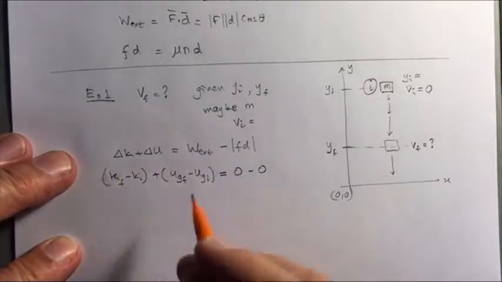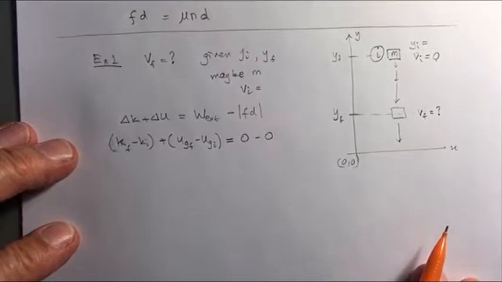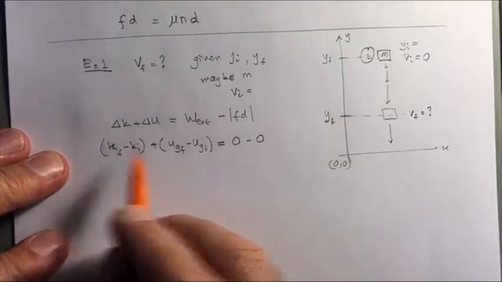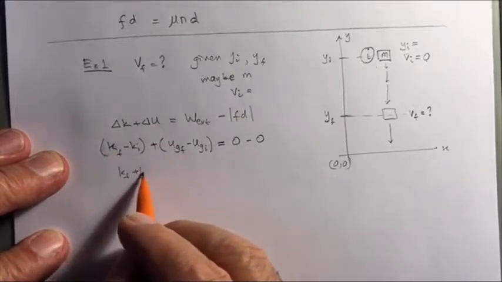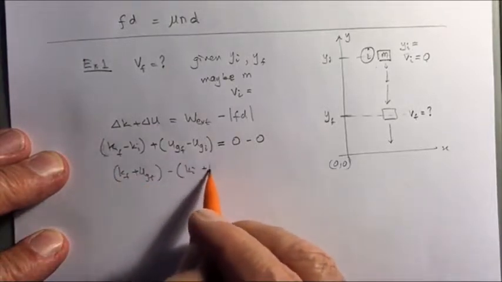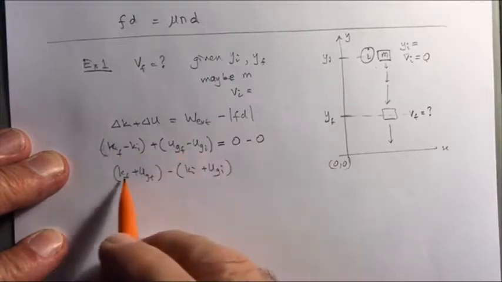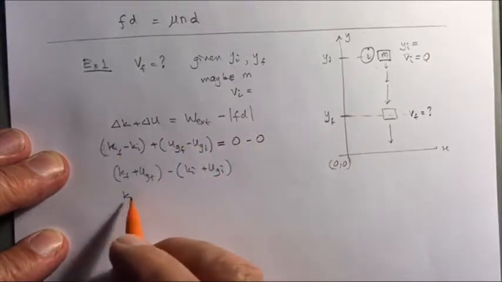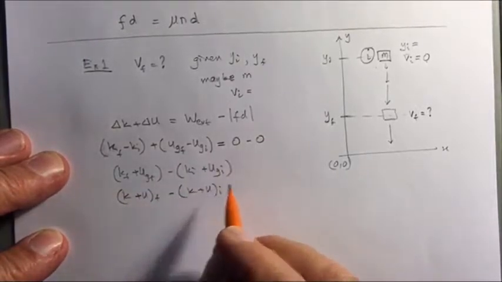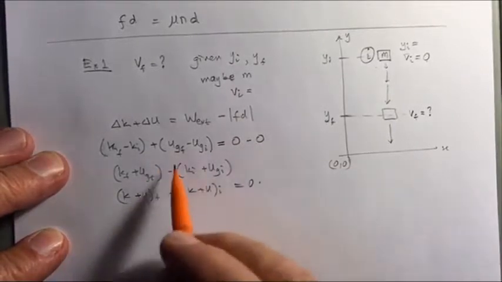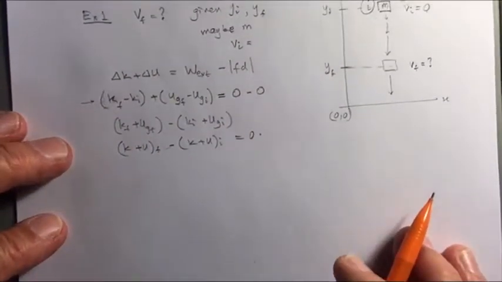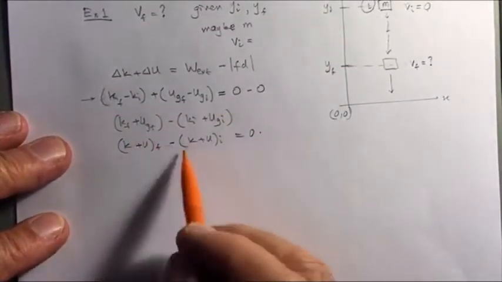Now, in most of the solved examples on Canvas in the practice problems, this has been written slightly differently. It's written as K final plus UG final minus K initial plus UG initial. So these two are written together and these two are written together, as K plus U final minus K plus U initial. That's how they are written, but it's the same thing. For these examples, we will use this approach, writing them separately instead of combining them as done in those examples.